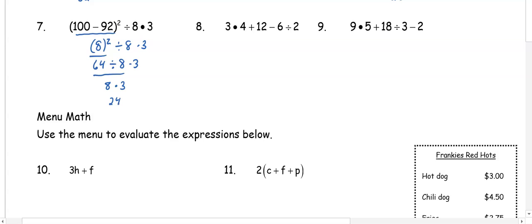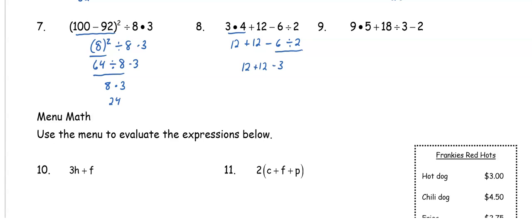In number 8, we have 3 times 4 plus 12 minus 6 divided by 2. So our first step is multiplication. So we have 12 plus 12 minus 6 divided by 2. Our next step from left to right is the division. 6 divided by 2 is 3, so we have 12 plus 12 minus 3. Our next step, 12 plus 12, gets us 24, so 24 minus 3 gets us 21.